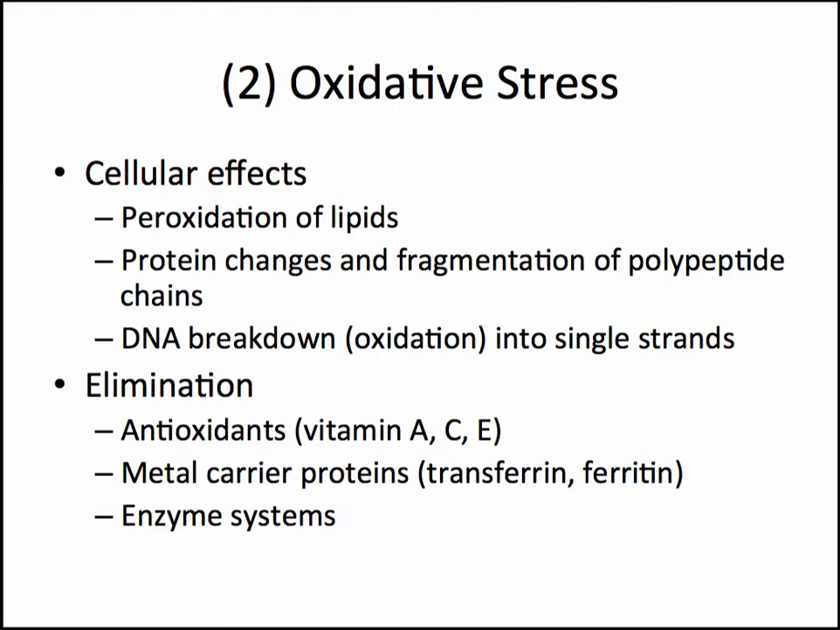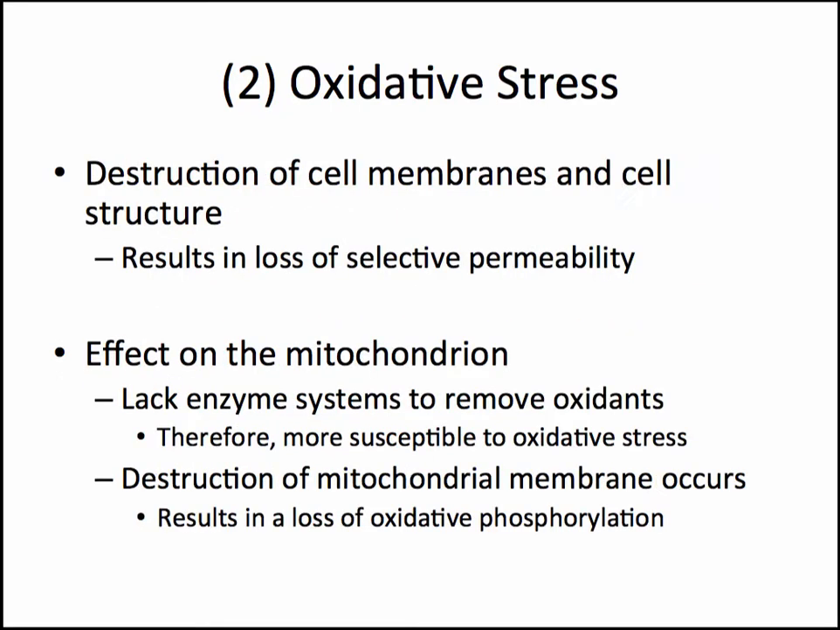Elimination of oxidants or free radicals can occur through antioxidants such as vitamin A, C, and E, metal carrier proteins such as transferrin and ferritin, and enzyme systems. Oxidative stress can ultimately lead to the destruction of cell membranes and cell structure, resulting in a loss of selective permeability. It also has specific effects on the mitochondrion.